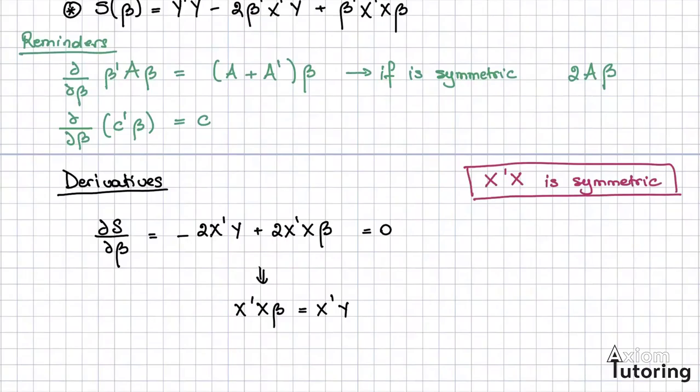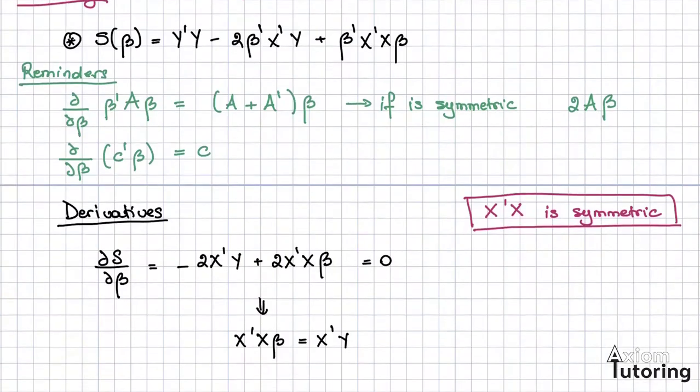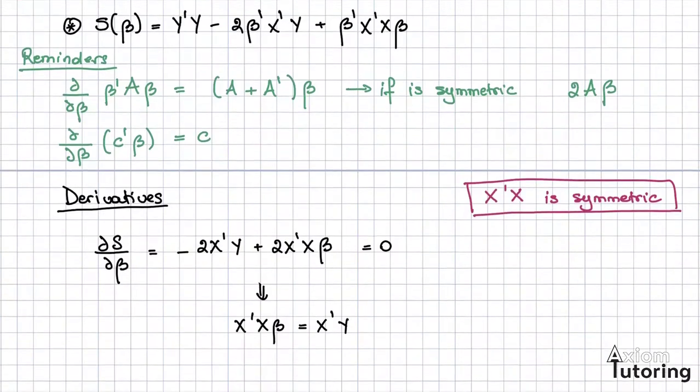Now let's find the derivatives. The derivative of this expression with respect to beta, so we only look into this expression and this expression. This was also the reason why we needed to go through these two reminders, because these two expressions are very similar to these two rules that we just put out there. The derivative will be simply minus 2 times x transpose y plus 2x transpose x beta.